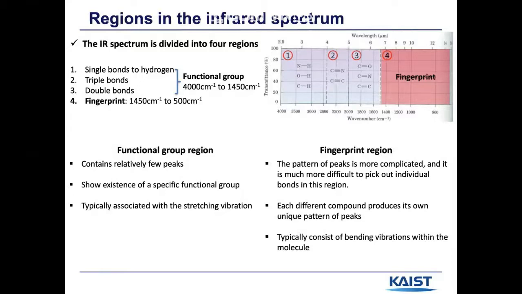The functional group region, number 1, 2, 3, contains relatively few peaks. These are typically associated with the stretching vibration of functional groups within a narrow range, so we can see the existence of a specific functional group.